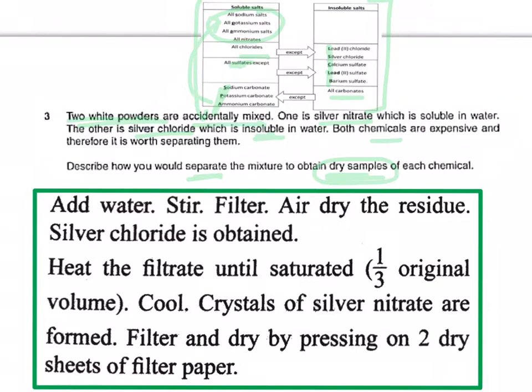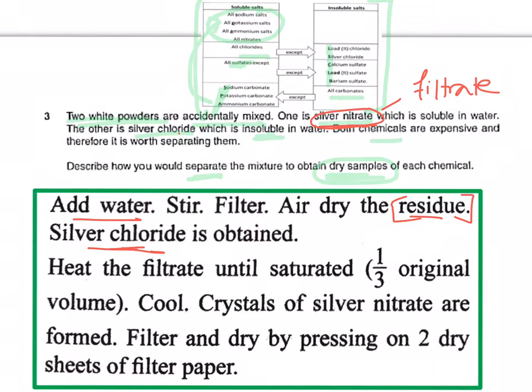Okay, let's see what they gave in the answer. So over here, of course, firstly you add water. You know that silver nitrate is the one that dissolves in water. Then you have one that's soluble, one that's not. Stir, filter, then you can just get the silver chloride as residue. So keyword here, you must have the word residue. If you want, you can even say that silver chloride is the residue, silver nitrate is the filtrate. That will be even more specific.